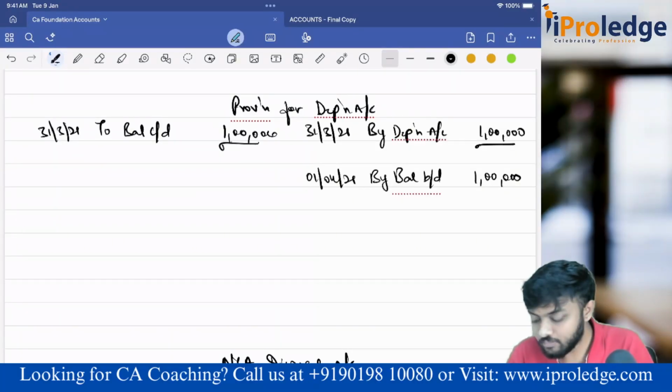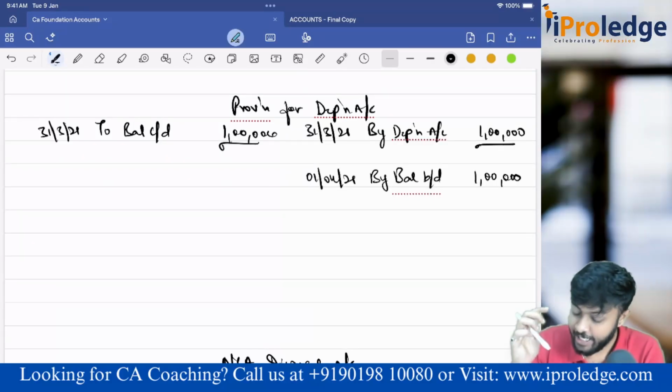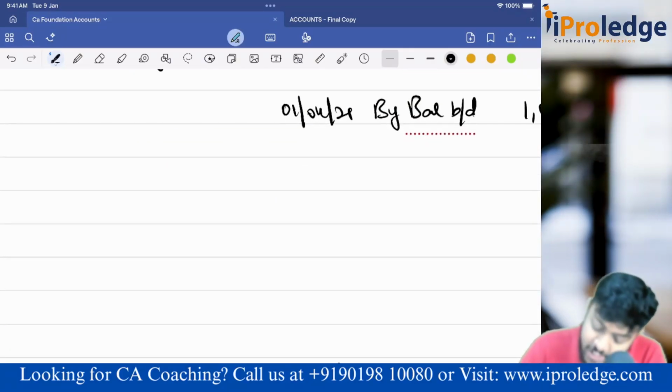Okay. Now we have to start with sale entries. So how did we do in case of NCA disposal? First step was what? Give depreciation till the date of sale. Where will we give depreciation? Here in provision for depreciation. So let's give that.